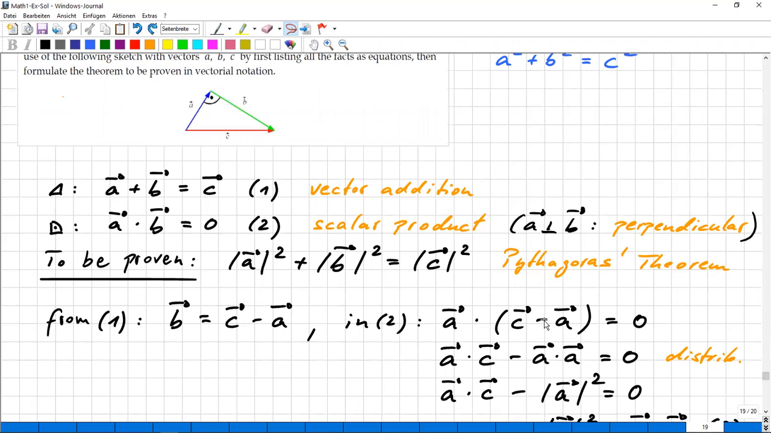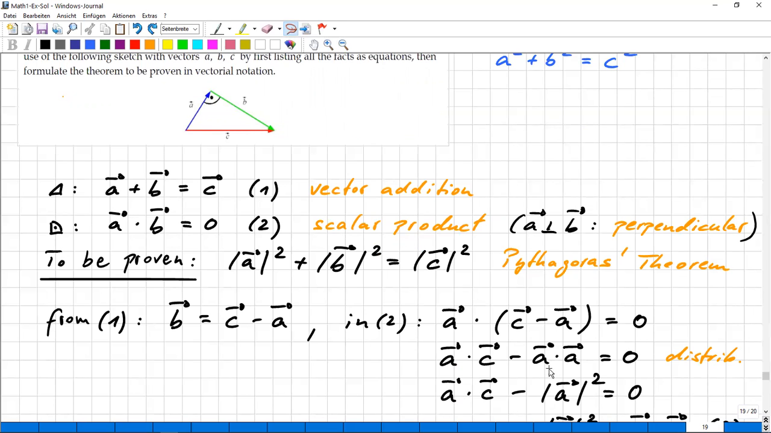Vector subtraction is, in a certain sense, just a special case of vector addition. So distributing is fine here, because we may remove the parentheses. It tells us that the scalar product A times C vector minus A vector scalar product times itself, A times A, equals 0. And that's nice to have, because this one appears in our theorem to be proven.